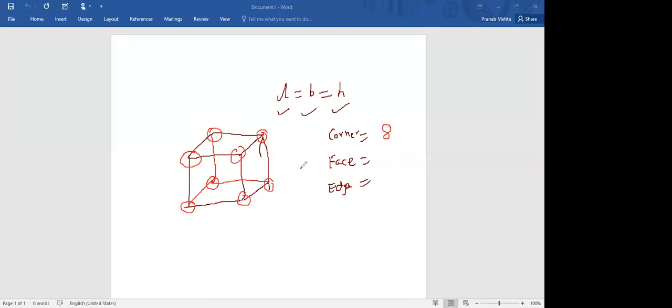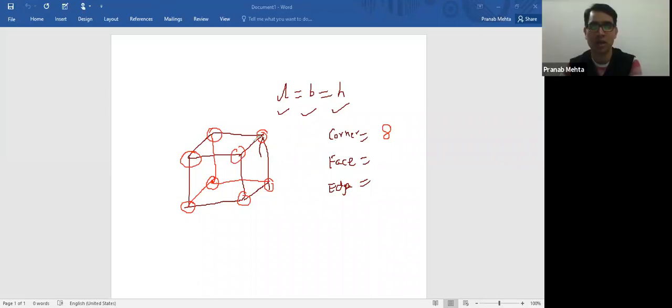Sir, can you please repeat, sir? I got disconnected and I came back. No problem. Look, these are corners. These are corners. Look, this is a corner. So how many corners do we have in a cube? This is 1, 2, 3, 4, 5, 6, 7, and 8.